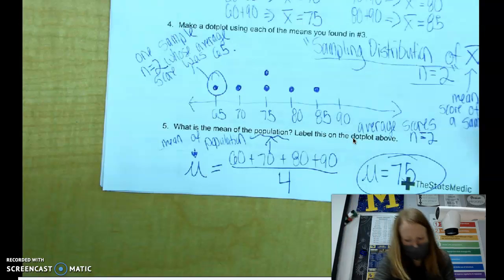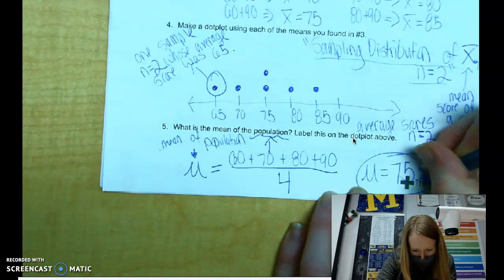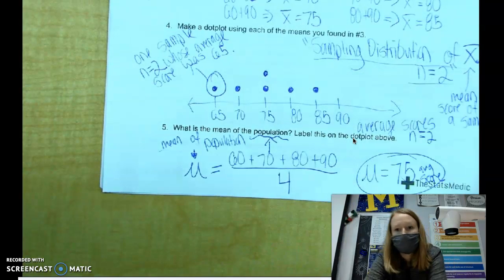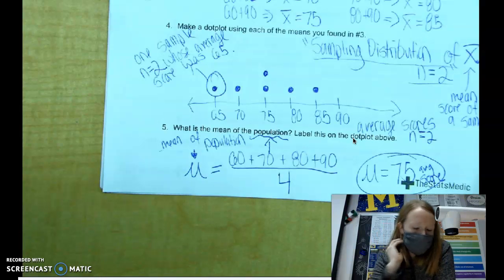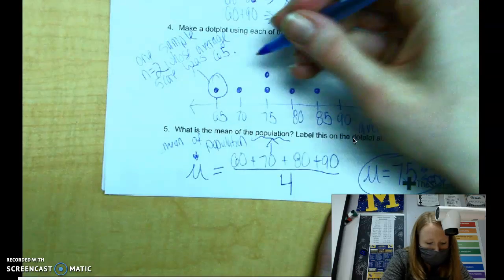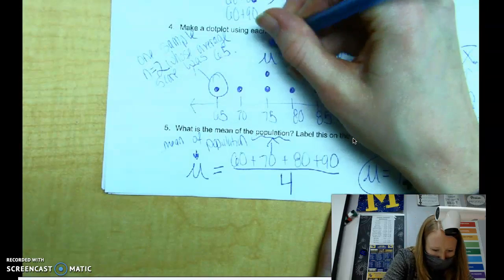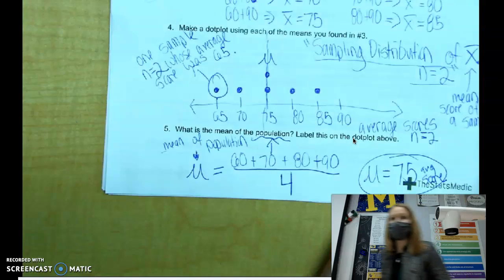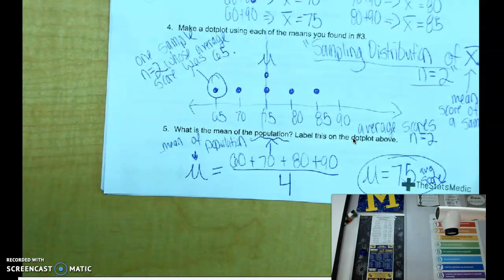Right? So this is our average score of our population. If we were to label that on the dot plot right above, do you see how our mean falls exactly in the middle of our sampling distribution? That is not a coincidence.